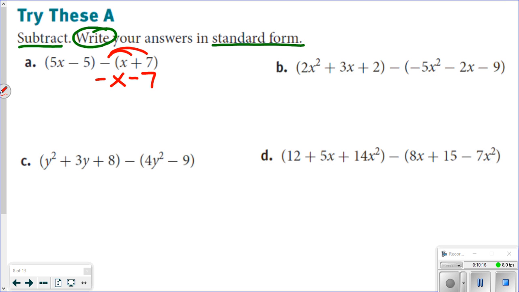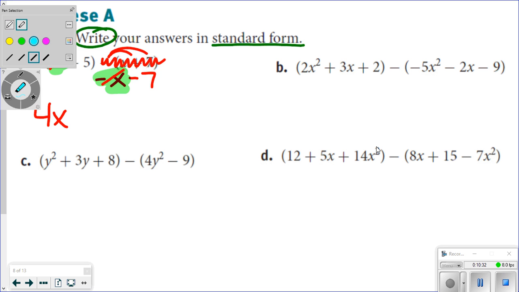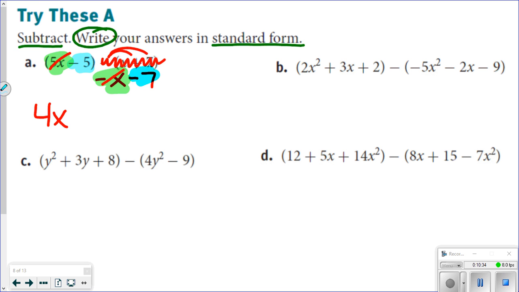So distribute the negative, and then ignore this because it's gone. And I have 5x minus x, so that's 4x. And then I have a negative 5 minus 7, which is negative 12, and that's in standard form.